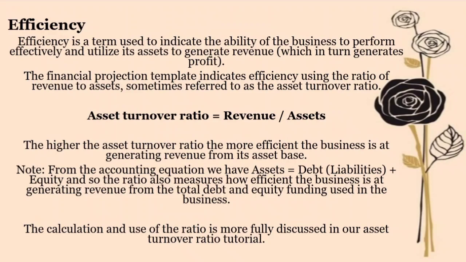Efficiency is a term used to indicate the ability of the business to perform effectively and utilize its assets to generate revenue, which in turn generates profit. The financial projection template indicates efficiency using the ratio of revenue to assets, sometimes referred to as the asset turnover ratio. So the asset turnover ratio is equal to revenue divided by assets. The higher the asset turnover ratio, the more efficient the business is at generating revenue from its asset base.